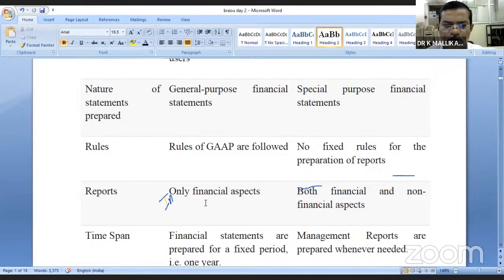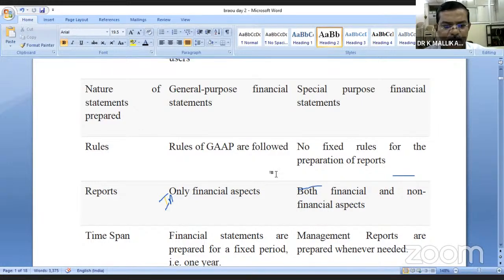As for the reports, financial accounting considers only the financial aspects. But whereas management accounting considers both financial as well as non-financial aspects, right?